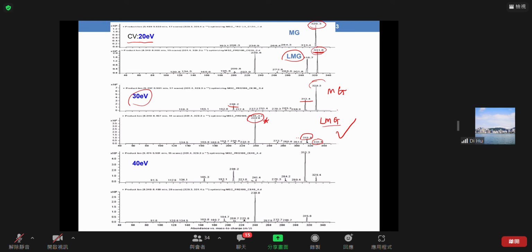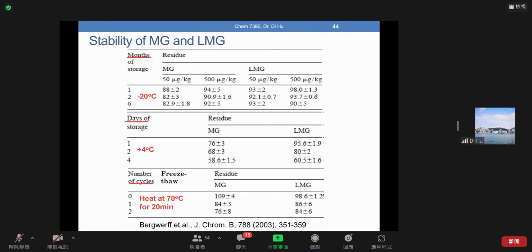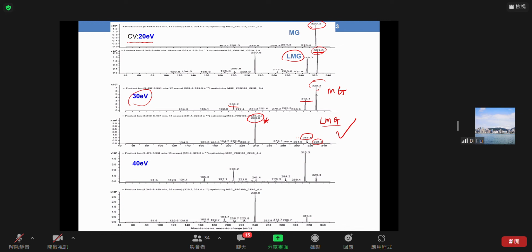But how about for methyl green? 30 volts is still not good because the precursor ion is too abundant. And then we further adjust that, so increase to 40 volts. And now for the methyl green, you see more abundant daughter ions.